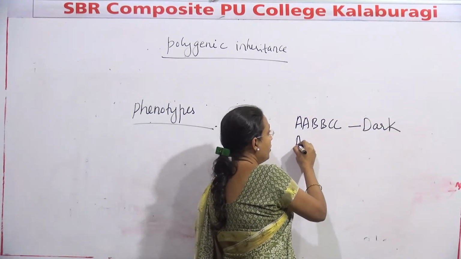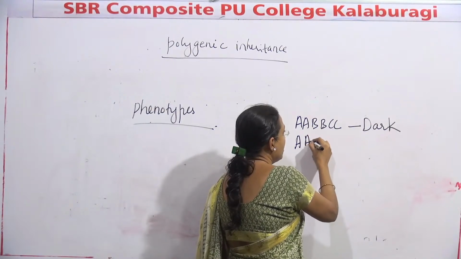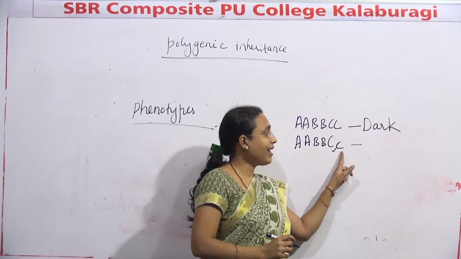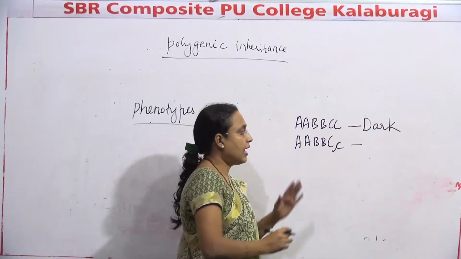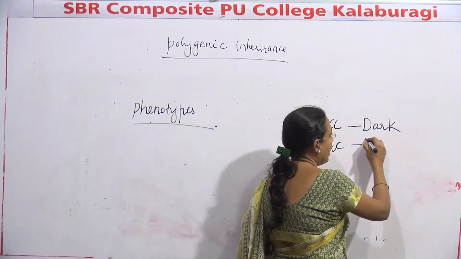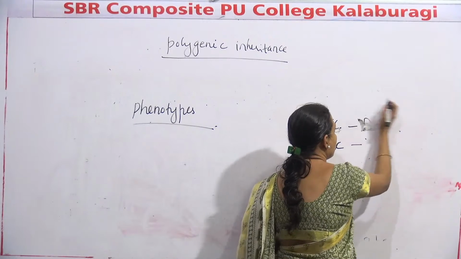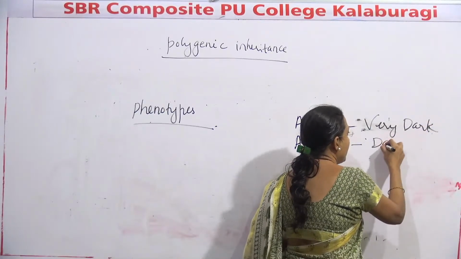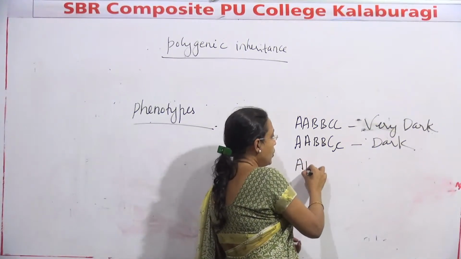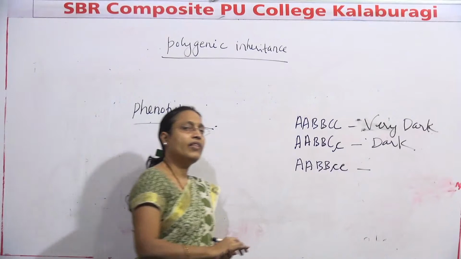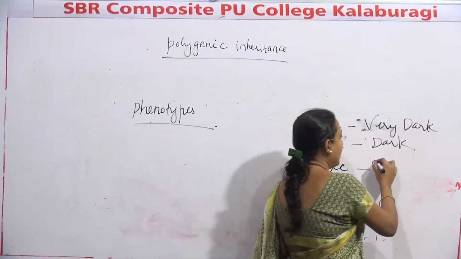Now in case this condition is there, where there are 5 dominant and 1 recessive, in that case, any one of them is recessive, the remaining 5 are dominant, it means that it will be very dark, and this is going to be dark. So this is an example of dark phenotype. So next, if two alleles are recessive, then the individual is going to be fairly dark.